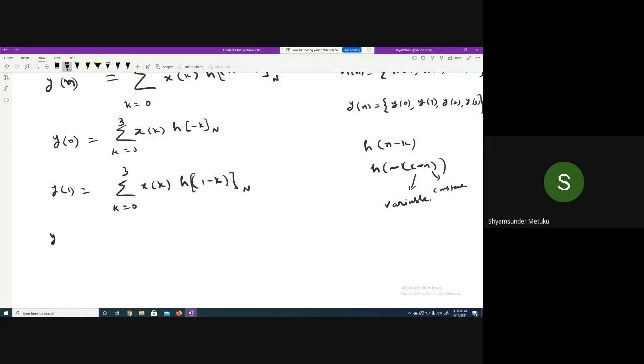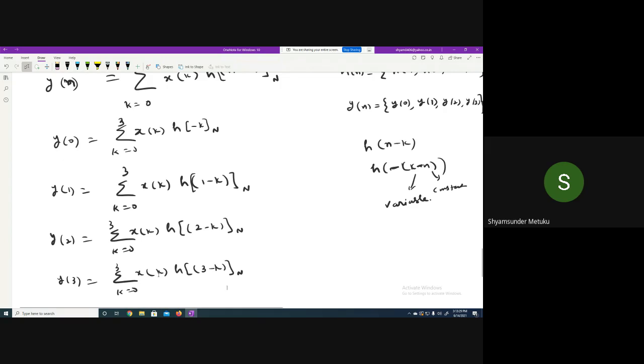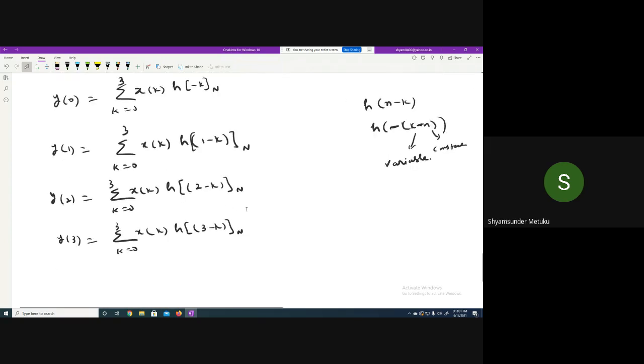Okay, fine. So y of 2 is the sum for k equal to 0 to 3 of x of k, h of 2 minus k. Similarly, the last one, y of 3, is the sum for k equal to 0 to 3 of x of k, h of 3 minus k. Isn't it? Easy, no?